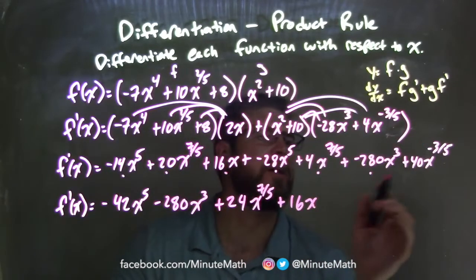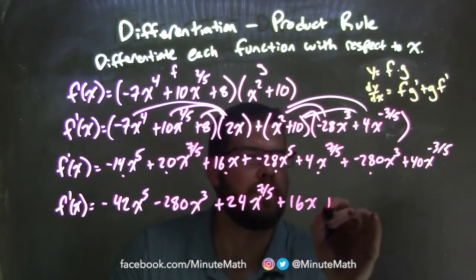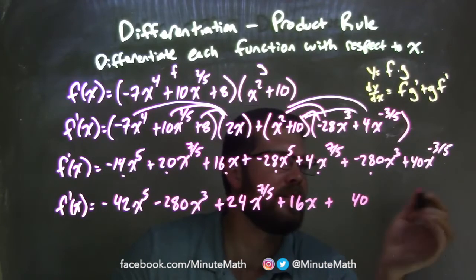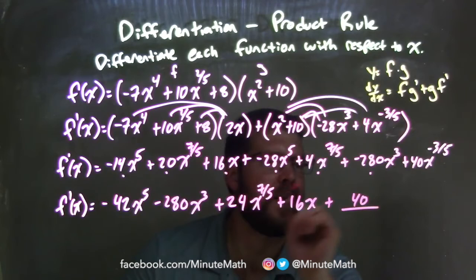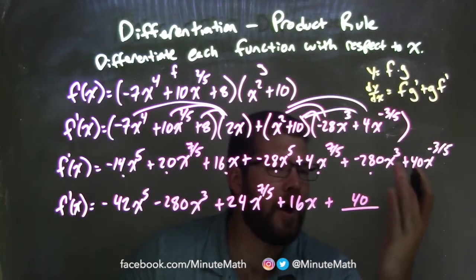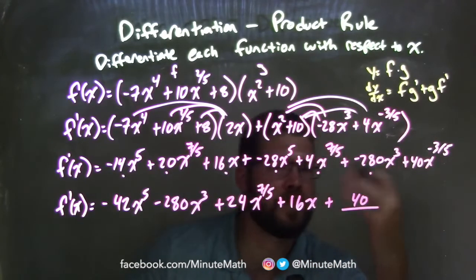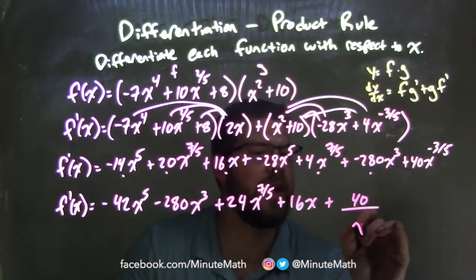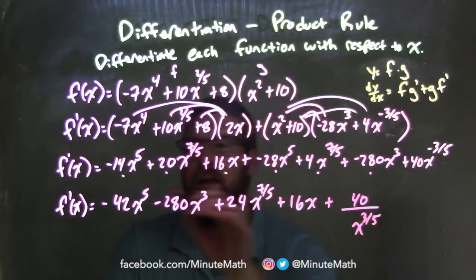My last term here has a negative exponent, so it's plus 40. And since it's a negative exponent, I'm going to rewrite this because this is my final answer now, to bring basically the variable to the denominator and make it a positive exponent. So we have x to the positive 3/5 power, and there we have it.